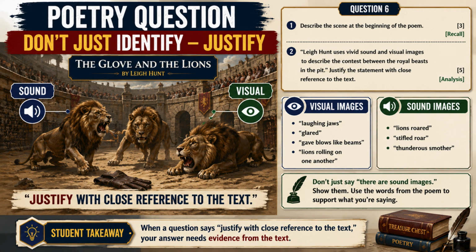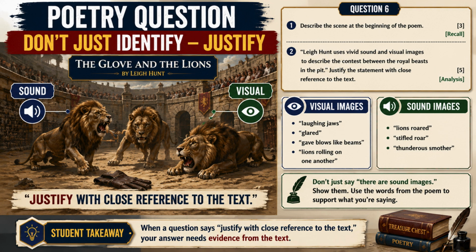Now look at the draft marking scheme. For visual images, it gives examples such as, laughing jaws, glared, gave blows like beams, and the lions rolling on one another. For sound images, it gives examples such as, lions roared, stifled roar, and thunderous smother.